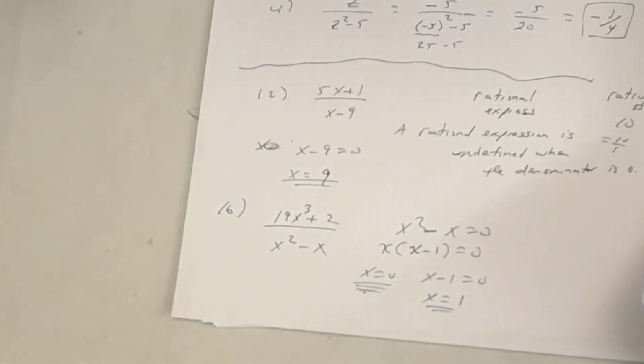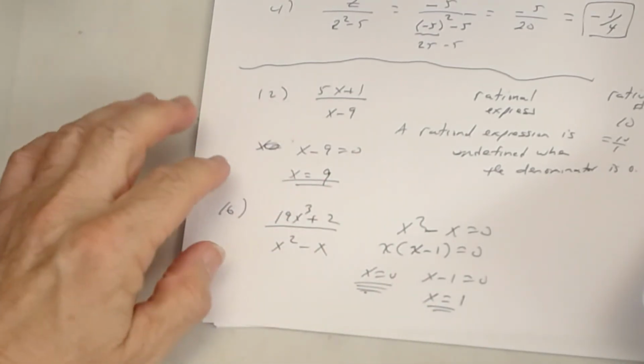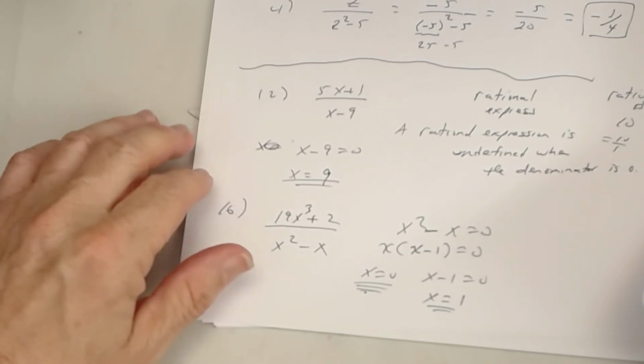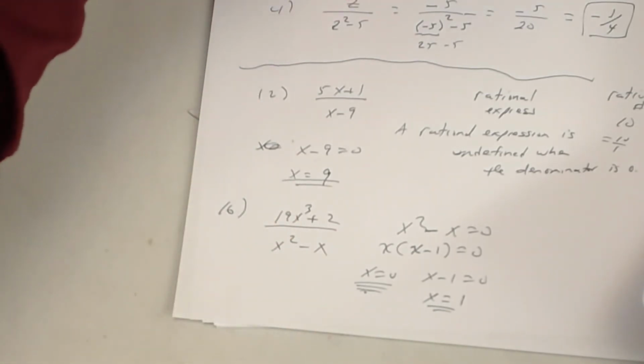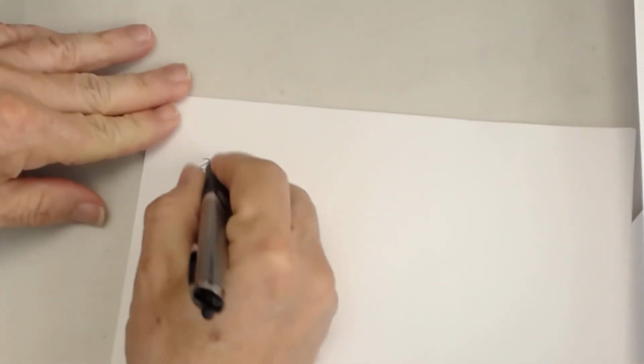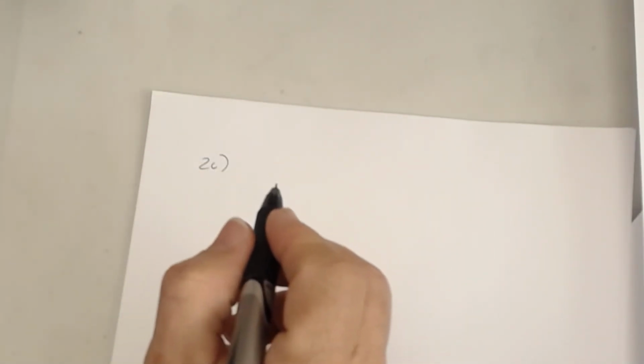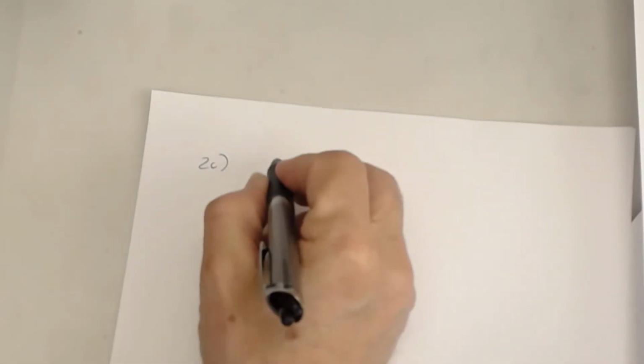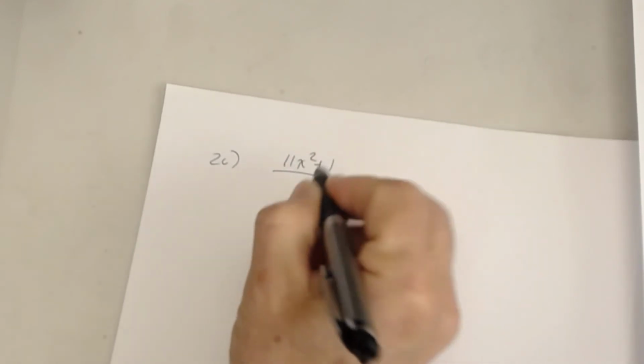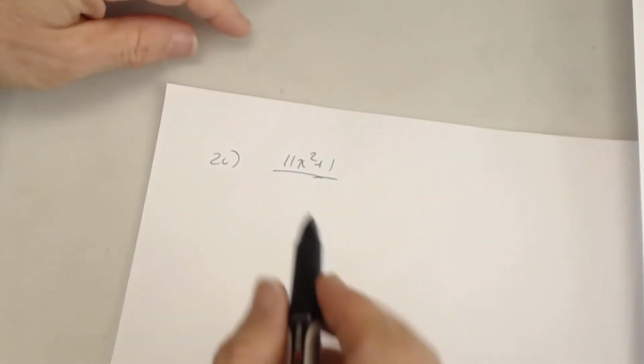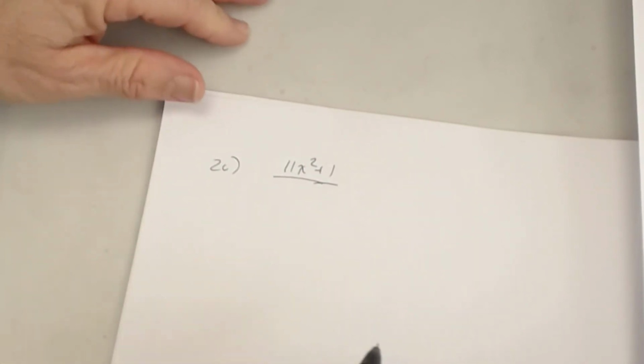All right. Let's look at number 20. Not difficult. Remember, in order to be able to do this, you got to know how to factor. So you should know that by now. You have 11x squared plus 1 divided by, and this is the rational expression, the denominator x squared minus 5x minus 14.